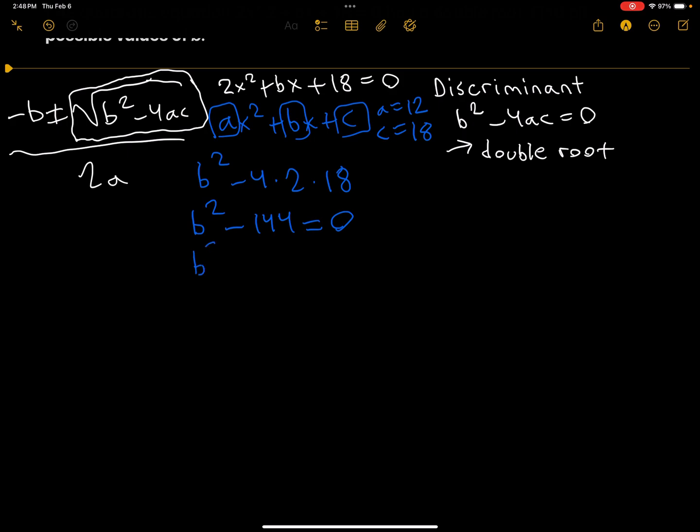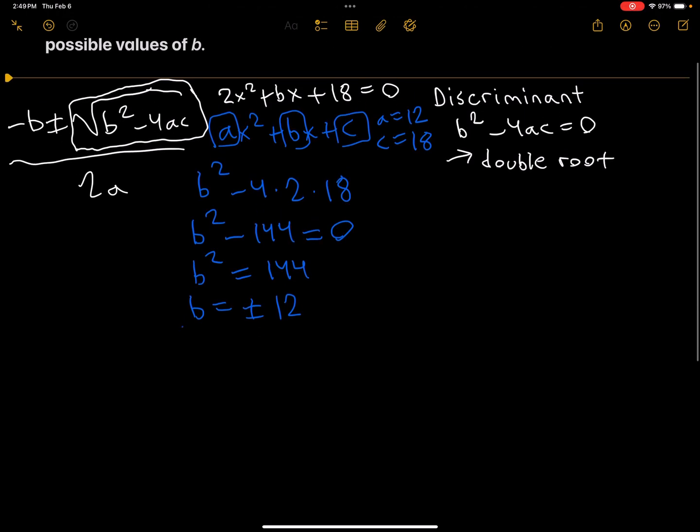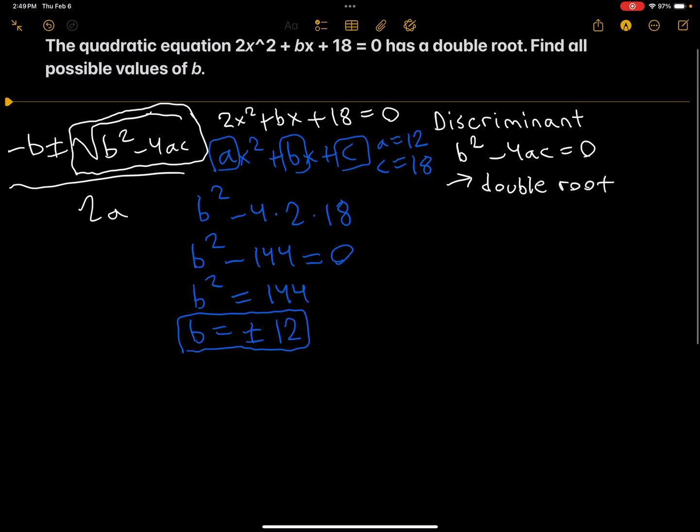From here we can solve for b very easily. We add 144 to both sides and get b squared equals 144, and so b could be plus or minus 12, because when we're dealing with square roots, we can have both positive and negative values. This just means both 12 and negative 12 can satisfy b in this case. So that's our answer: all possible values of b are 12 and negative 12, or just plus or minus 12. And we've successfully answered this question.